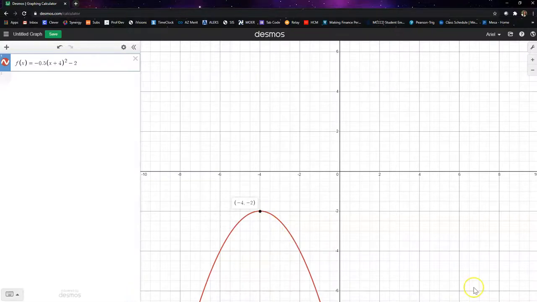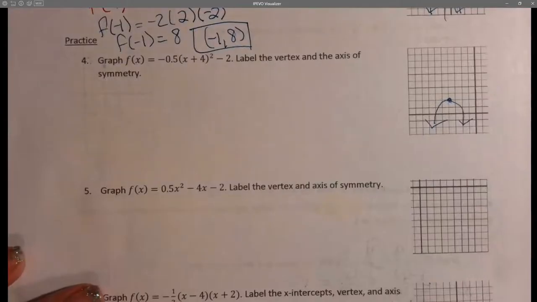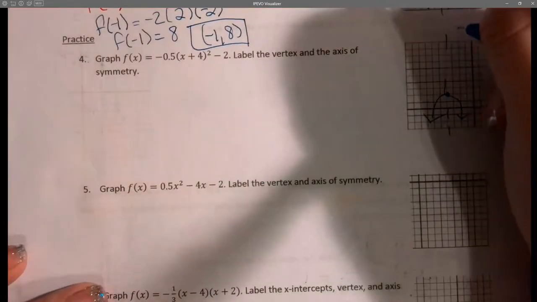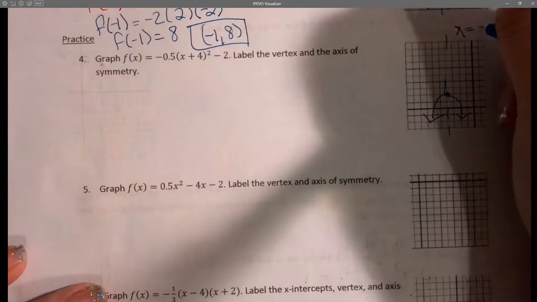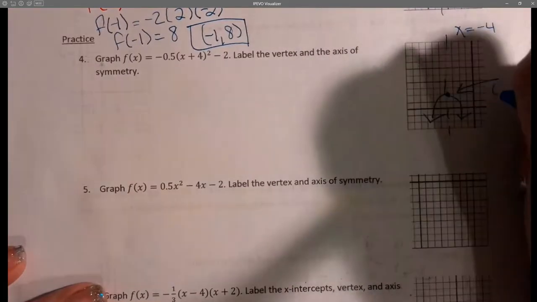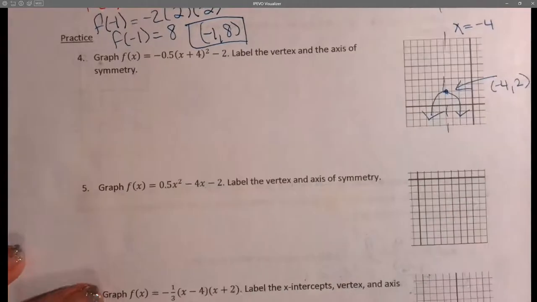So if I go back to my paper, this is what the graph looks like. The axis of symmetry is here at x equals -4. And my vertex, I'm going to draw an arrow with a line to it, is at -4, +2.